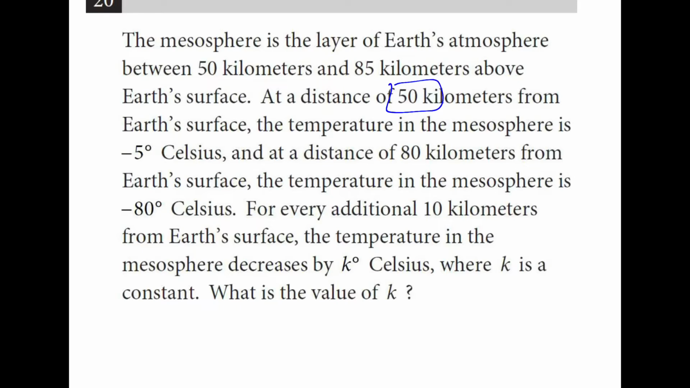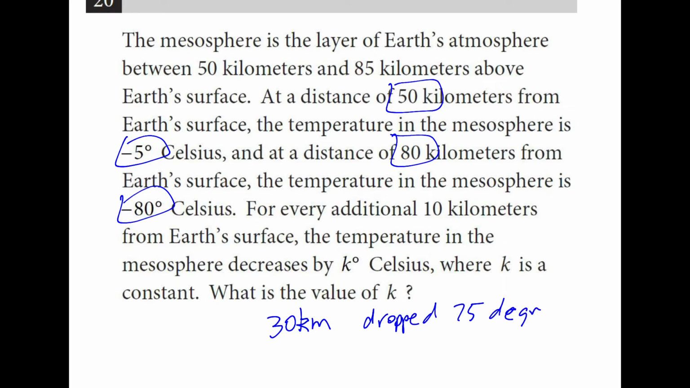50 kilometers away, this is the temperature. 80 kilometers away, this is the temperature. So we went 30 kilometers further, and we dropped 75 degrees. What's our slope going to be? And in fact, they want to know for every 10 additional kilometers what happens. So to get to 10, we divide this by 3, we divide this by 3, and it drops 25, decreases by 25. There's our answer.